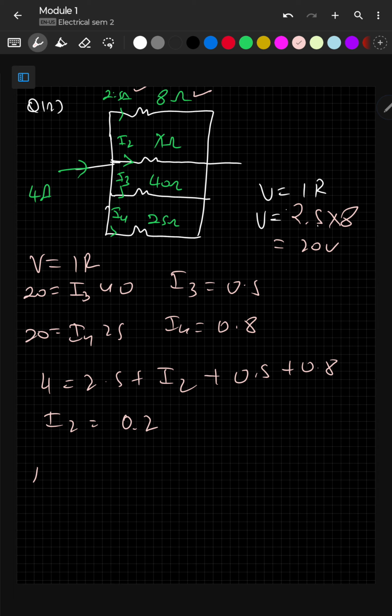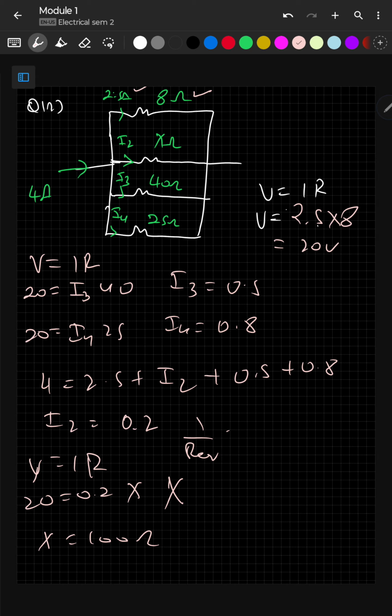Now V equals IR. 20 equals 0.2 into X. So 20 by 0.2, that is going to be 100 ohm. That's it. So did you understand what we did here? Now I have to find the equivalent resistance as well. So that is going to be 1 by R equivalent equals 1 by 8 plus 1 by 100 plus 1 by 40 plus 1 by 20.